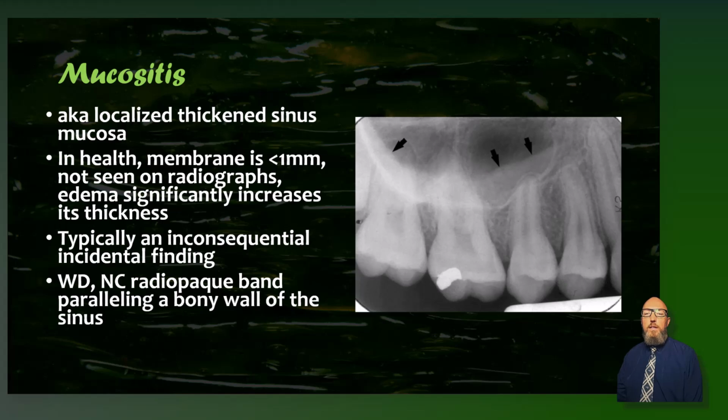Radiographically, it appears as a well-defined, non-corticated radiopaque band, usually paralleling the bony wall of the sinus. So whether the thickness is uniform or isolated around a source of inflammation, the term is still mucositis. Hold on to that because the next entity is often confused with it.